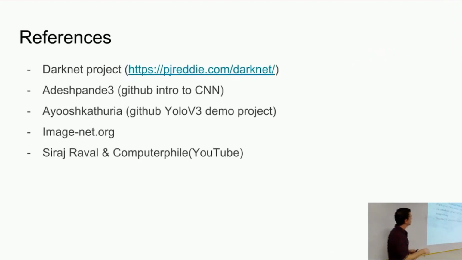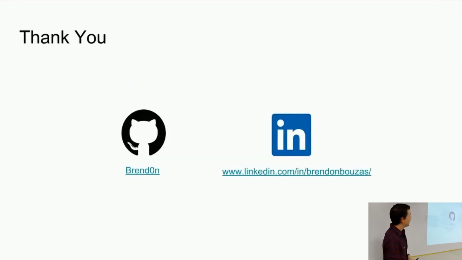So here are some of the references I used for this talk. As I told you, the Darknet project is by Joseph Redmon, who came up with this YOLO algorithm. If you want to know a bit more about object classification, he has a very nice introduction to it. And of course, there's ImageNet.org. There are many different websites online that allow you to compete with each other to design the best algorithm for the best classification. And that's it.